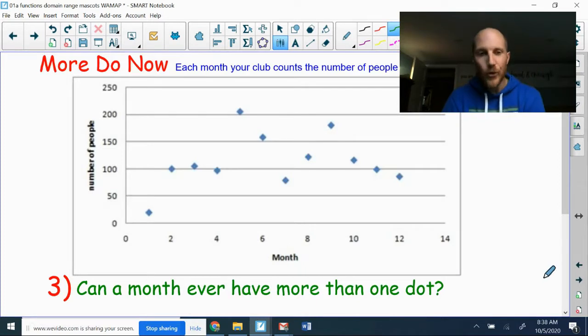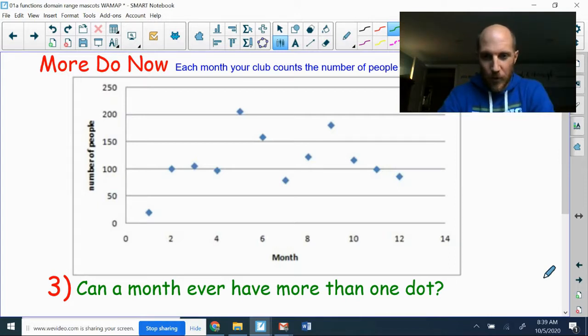Hey, so there's this third do now question. Here's a graph. Let me explain about the graph, and then the question is down there at the bottom. So every month, your club counts the number of people that attend meetings, and then the graph demonstrates versus how many people there were every month. So the graph's a little bit weird.